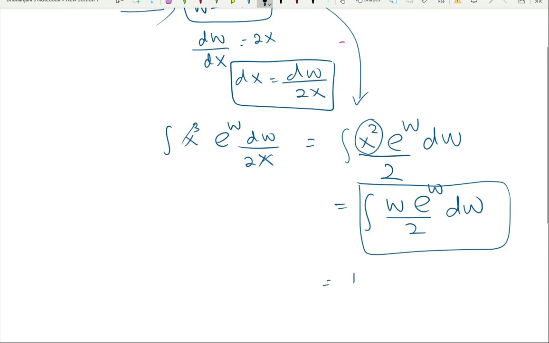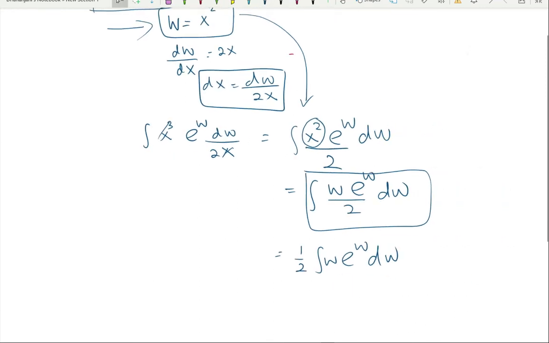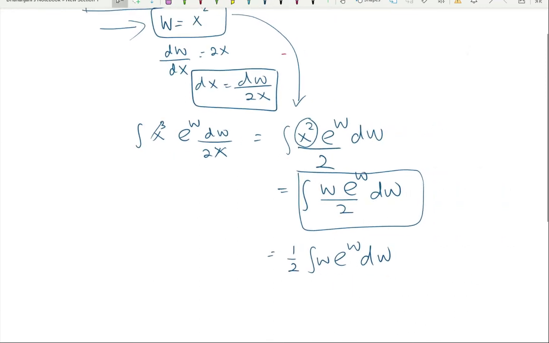Look at this carefully. Let's take that half outside. w e to the w. How can we integrate this? I can use integration by parts here now. So this is one heck of a problem, right? Because we had to use integration by substitution, and now you get an integral, and inside that you have to use integration by parts. Yes, you might get these types of problems.